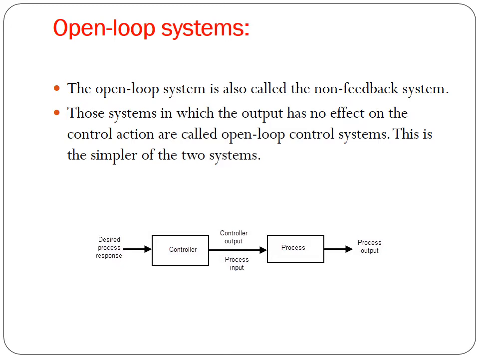Down here is a block diagram that represents an open loop system. As you can see, there is no feedback loop. We have the desired process response, that is the input. Then we have the controller. Then we have the process input, which is also referred to as the controller output. Then we have the process. And finally, the output is referred to as the process output.